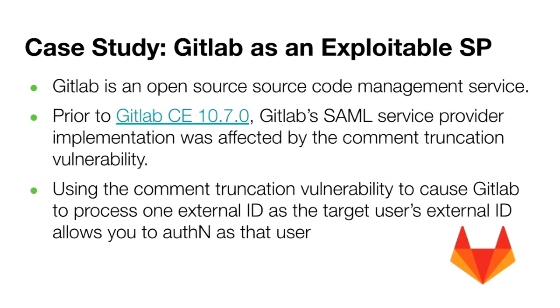An interesting case study for exploitation is actually GitLab, the open source code management service. It's notable because prior to 10.7.0, GitLab was vulnerable to the comment truncation vulnerability in their SAML service provider, as they used one of the vulnerable dependencies that I mentioned early on. GitLab's SAML SP implementation also highlights some of the unique processing that is done during a service provider authentication, which makes it an interesting case study.